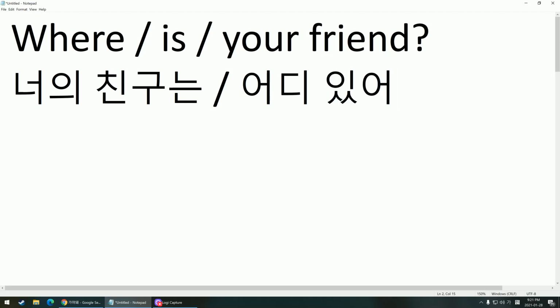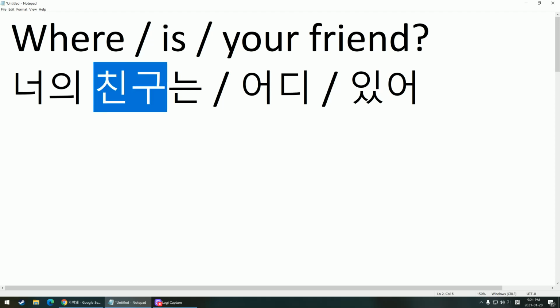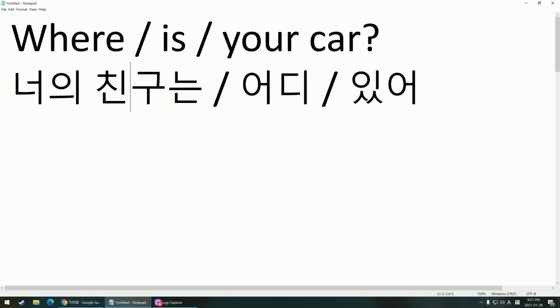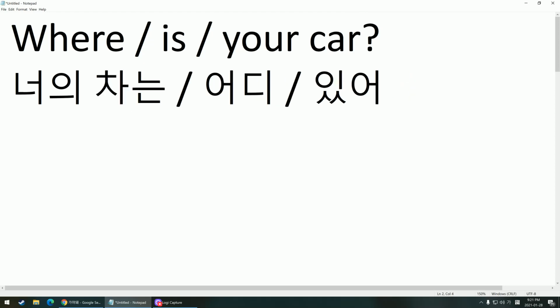So this sentence, we would just say, my friend, no, sorry, not my friend. Your friend, where is? This is where is your friend? So how would you say, where is your car? Well, if we change friend, we just have to change the same word in the same spot. So car in Korean is 차. 너의 차는 어디 있어?